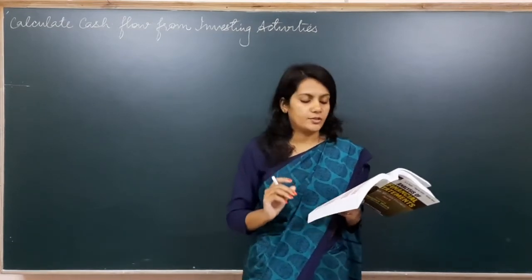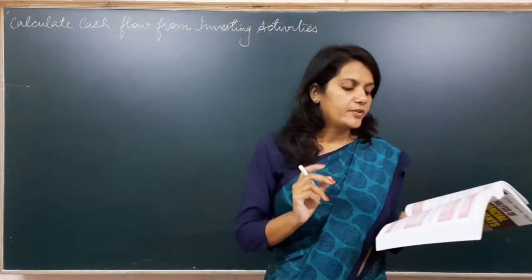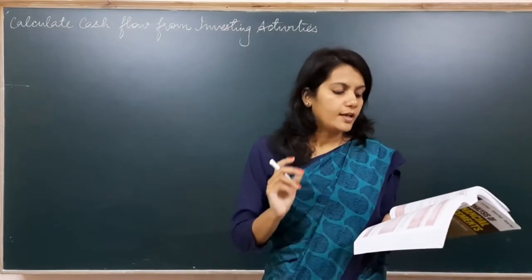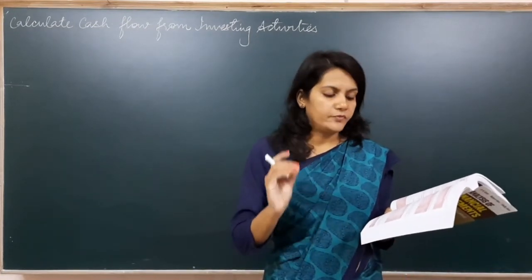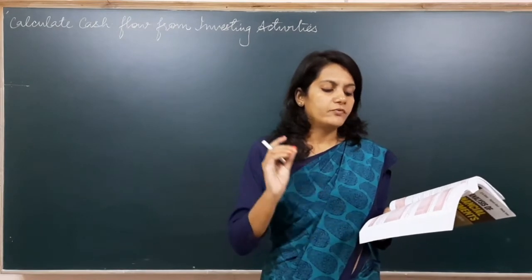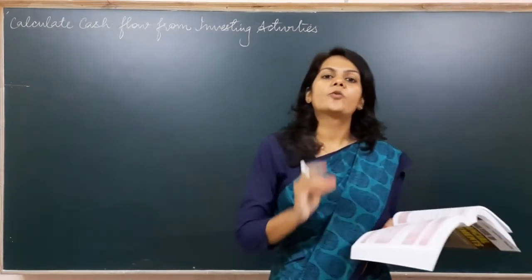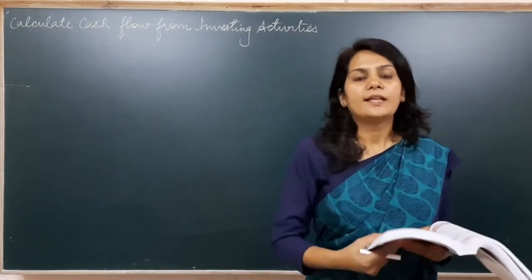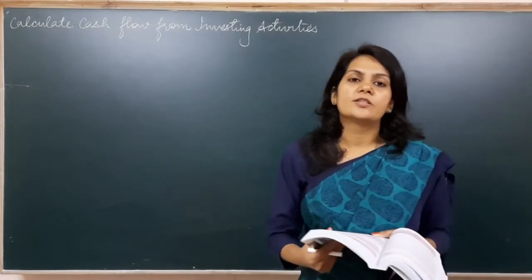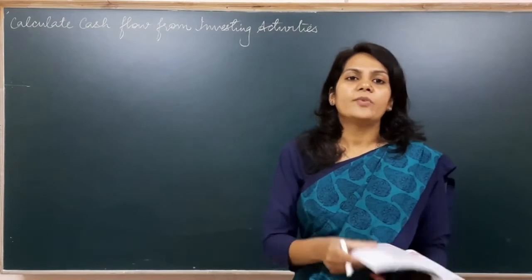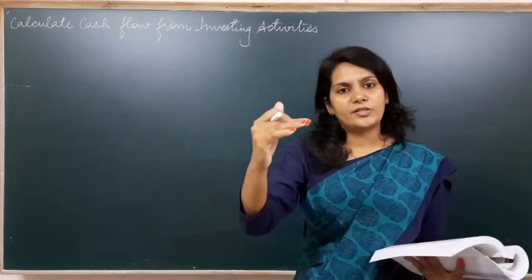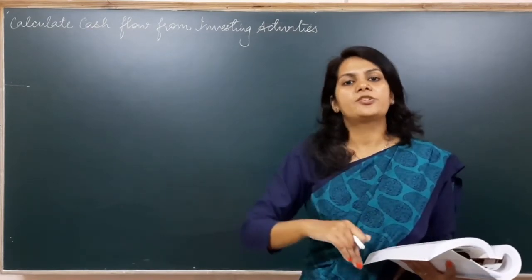Now read the information. 9% dividend was received from Miko Limited, and a machine costing rupees 50,000, depreciation 15,000, was sold for 40,000, right? So I was talking about this sort of additional information. Here, plant and machinery is a non-current asset for us and some information related to plant and machinery is given to us in the additional information.